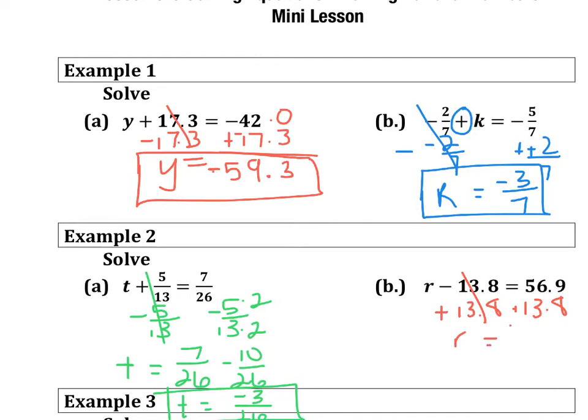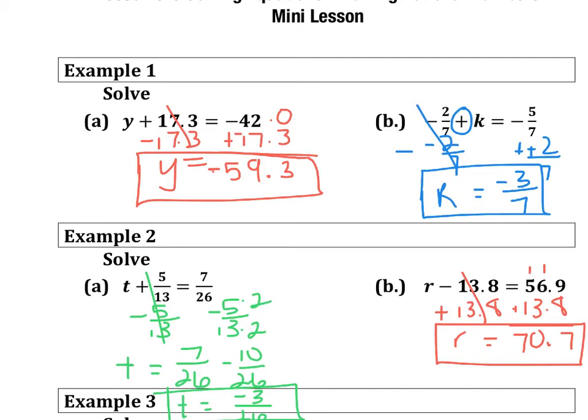And on the right-hand side, we line up our decimals and add straight down, bringing the decimal down first. So 9 plus 8 is 17. We carry the 1. 6 plus 3 is 9, plus 1 is 10, so we carry a 1 again. And then 1 plus 5 plus 1 is 7. So we get an answer of r is equal to 70.7/10.